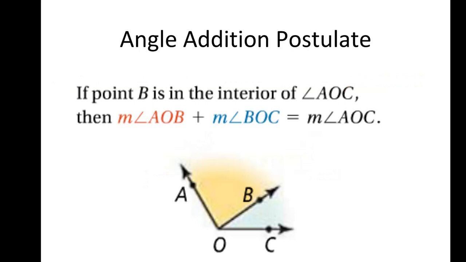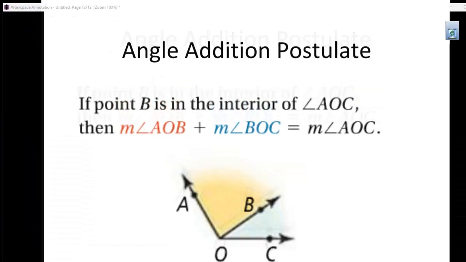Now let's look at the angle addition postulate. This one's very similar to the segment addition postulate. If point B is on the interior of angle AOC, the entire angle, then the measure of angle AOB plus the measure of angle BOC is equal to the measure of angle AOC.